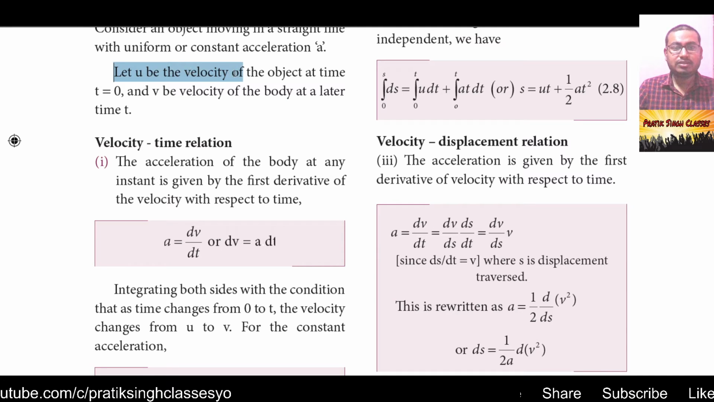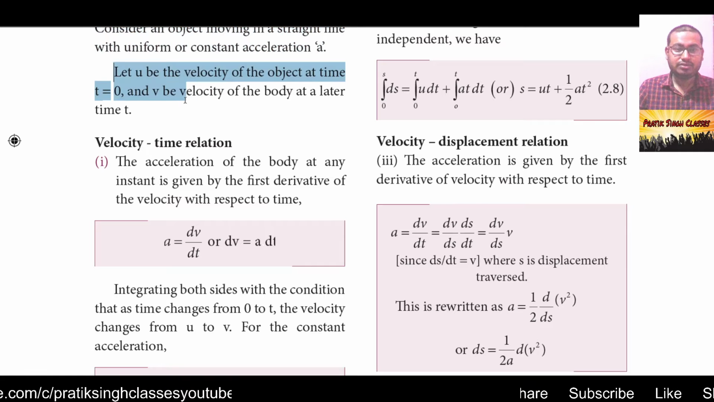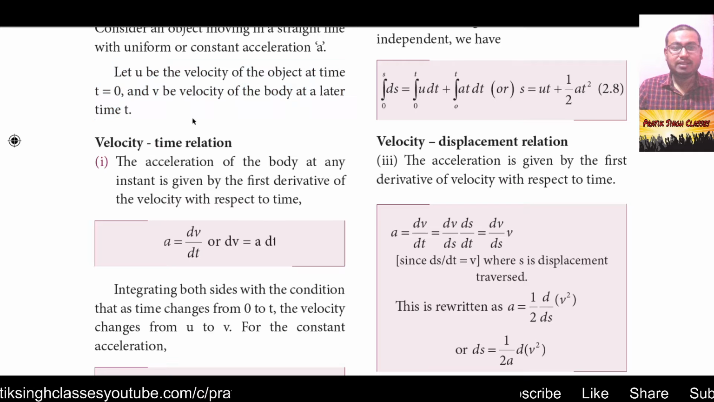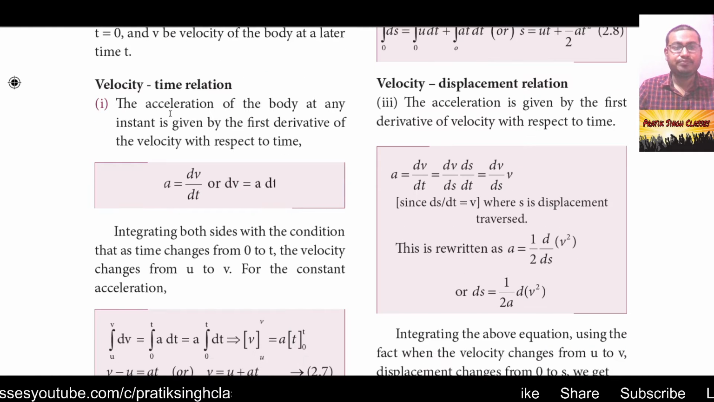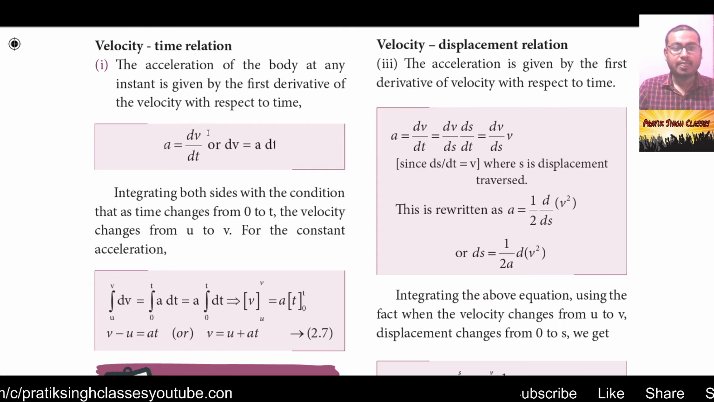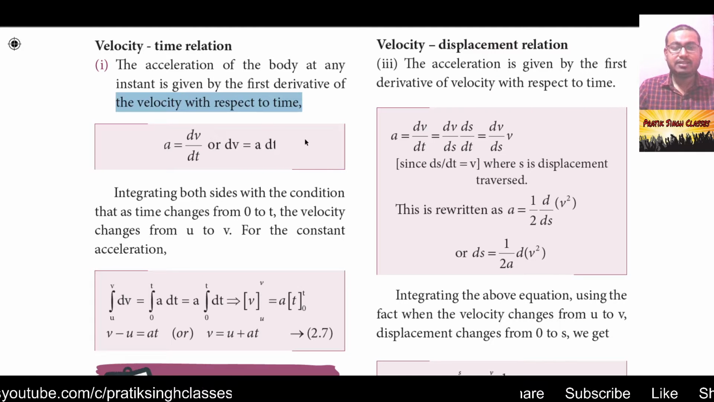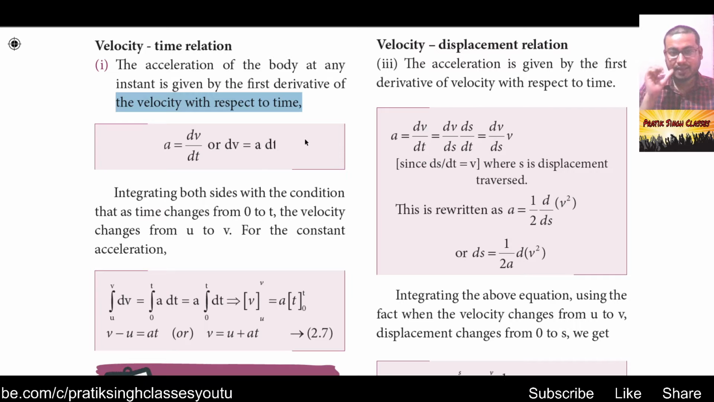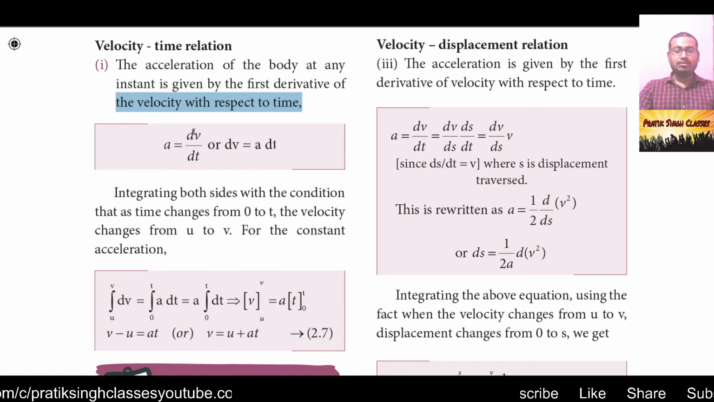Let u be the velocity of the object at time t is equal to 0 and v the velocity of the body later at time t. That means the initial velocity is u and the final velocity of the object is v. Now coming to the velocity time relation. How is the object's velocity related with respect to time? The acceleration of the body at any instant is given by the first derivative of velocity with respect to time. Here first derivative means when it is differentiated the first time, that is a is equal to dv by dt.